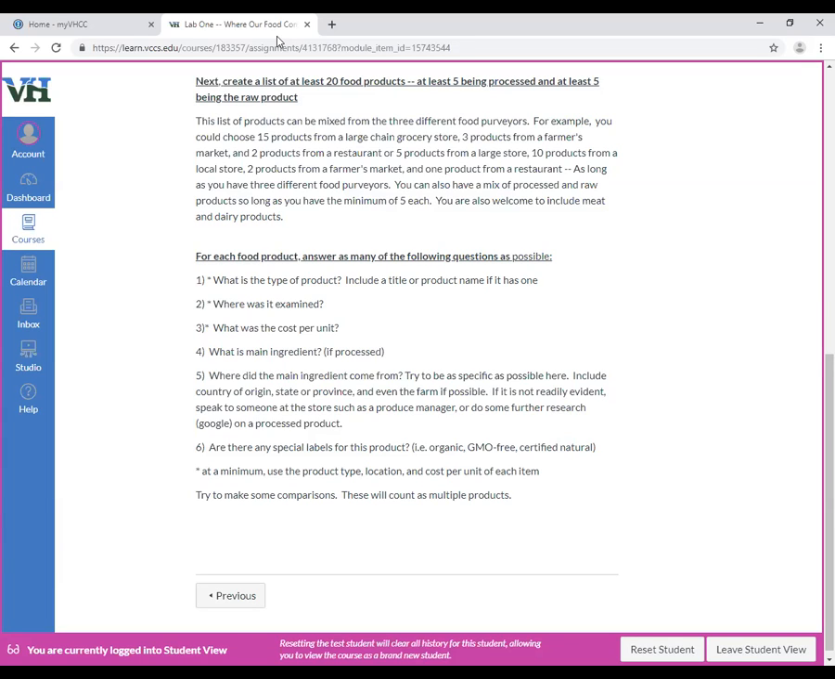And then finally, are there any special labels for the product? And in the marketing world, we think of these as the premium pricing opportunities. Like, is it organic, or is it GMO free, they might say, or certified natural?